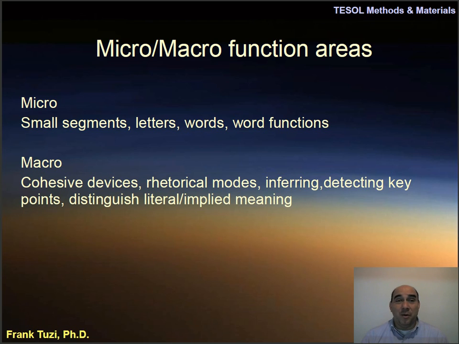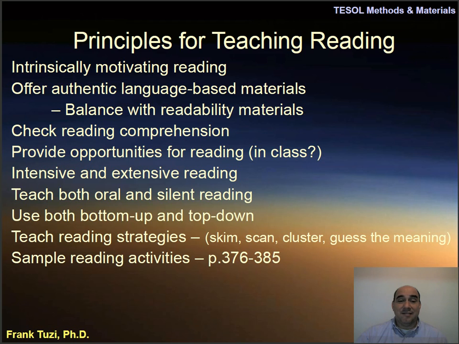We can look at rhetorical modes, whether it's a persuasive paper or it's an informational paper. We can look at things like inferring, things that are implied but not spoken. We can detect key points. We can look for specific information. We can distinguish between literal and implied meaning. We can look for metaphors in reading. So there are many things that we can look at when we are looking at reading to try to help students to decipher more effectively.